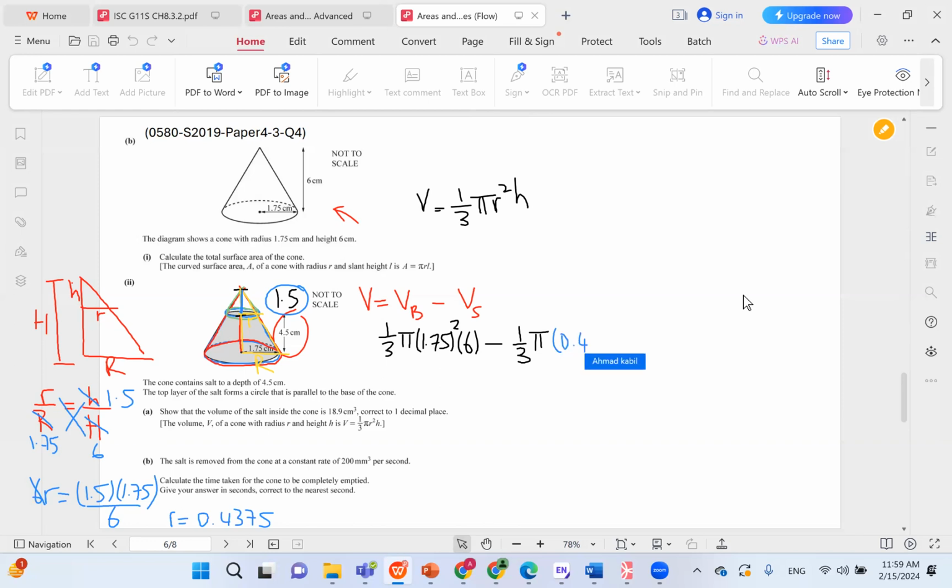So 0.4375 all to the power 2 multiplied by the height, which is 1.5. And we can simply calculate each part on the calculator. So for the first part, we have 1/3 multiplied by pi multiplied by 1.75 squared and multiplied by 6. So you get 19.24 for the first part.